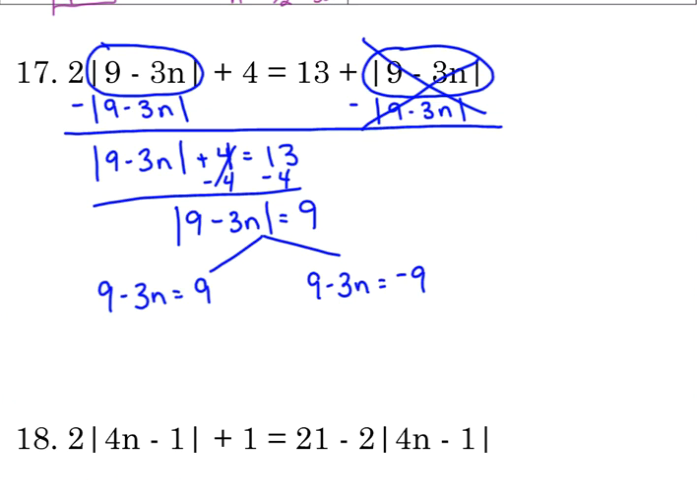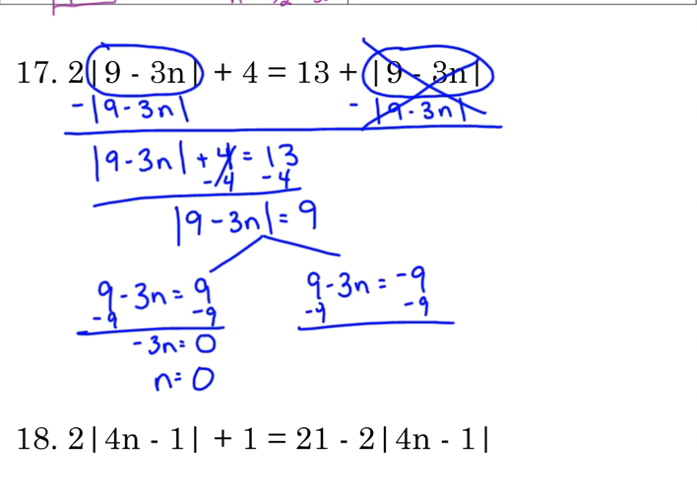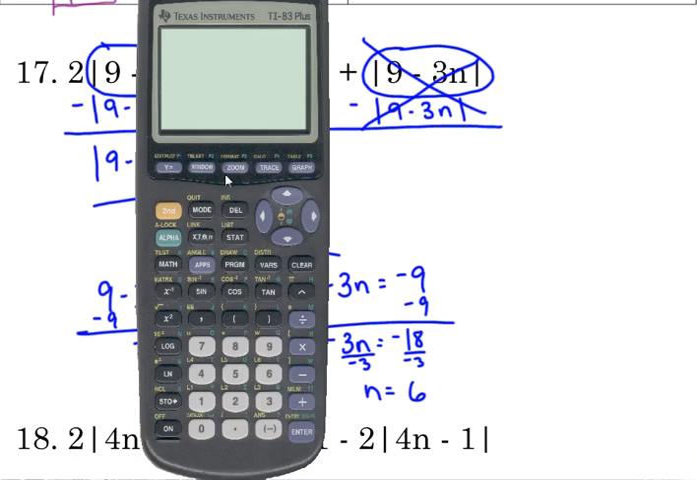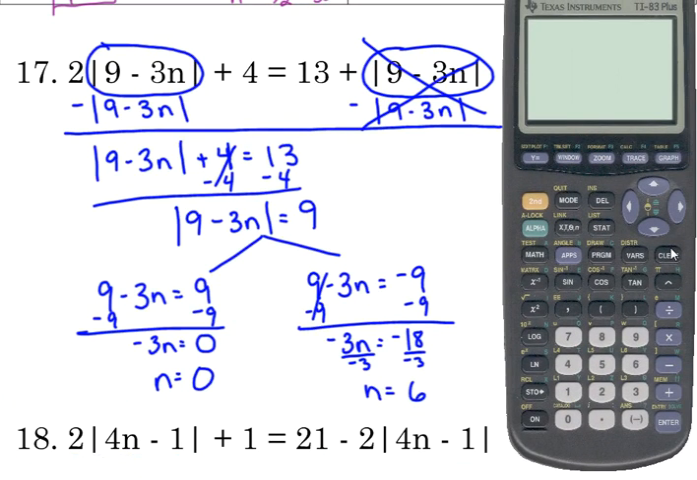All right, let's see here. So we subtract the 9. Negative 3n is equal to 0. Divide by negative 3. 0 divided by anything is still 0. For the other case, subtract the 9. Negative 3n is equal to negative 18. Divide by negative 3. So it looks like 6. There's our other answer. Always, always, always want to check them.